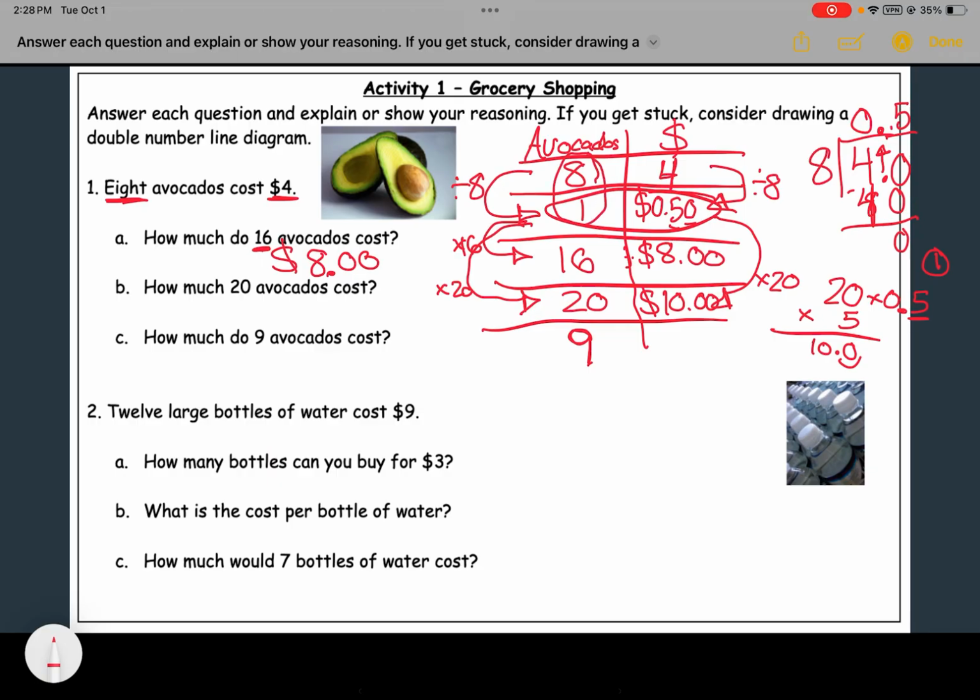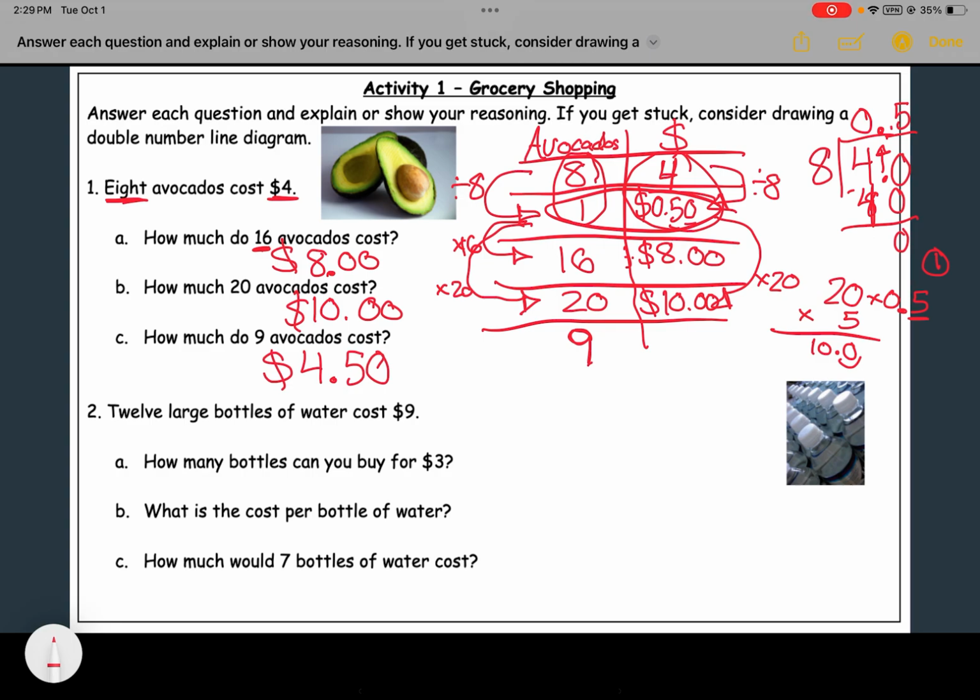I know 8 avocados and 1 avocado would be 9 avocados. So I'm going to add the money. $4 plus 50 cents would be $4.50. So those are different strategies to help me get there. Whichever strategy you used is great as long as you got these same answers.